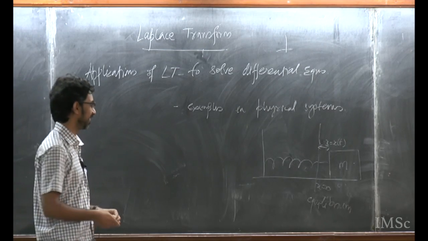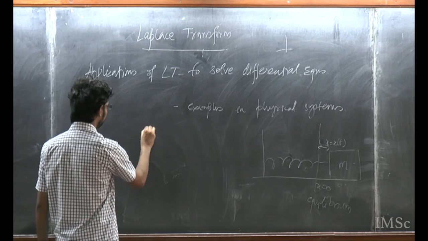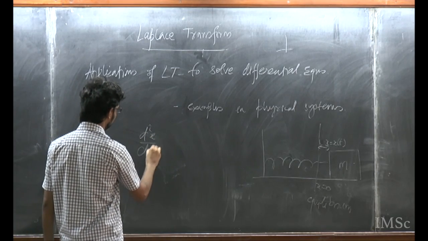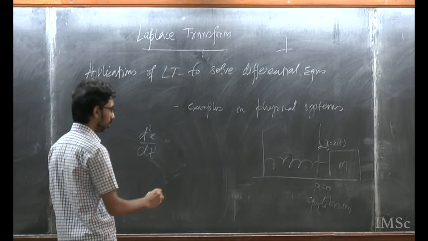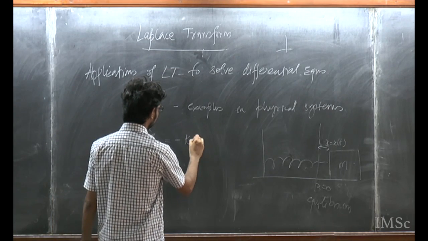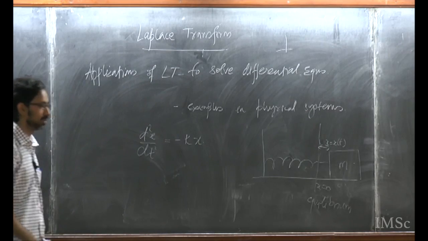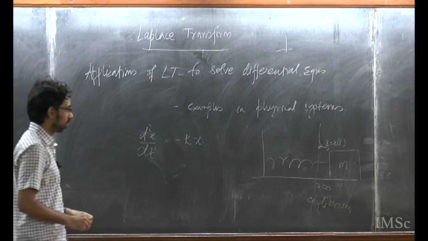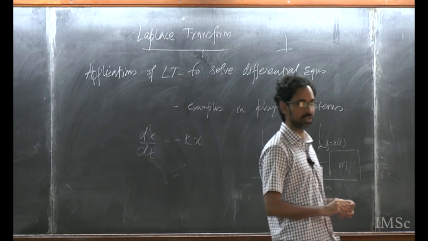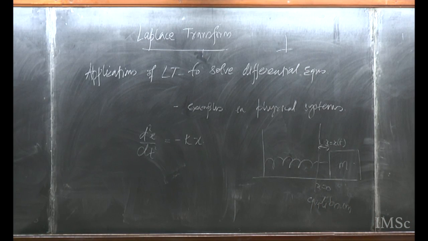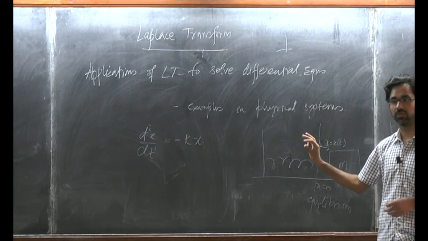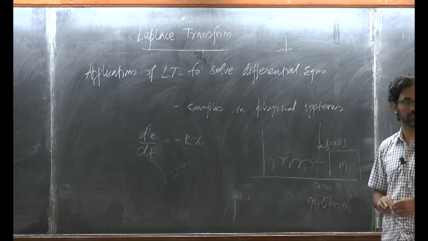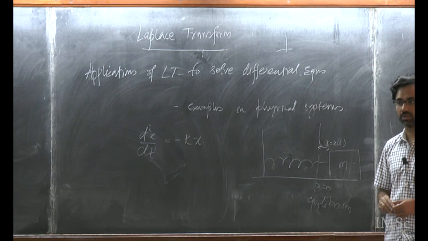So you all know this. Yes. d²x over dt² equals minus some constant times x. Okay. So this is a second order differential equation with constant coefficients. So if we know how to apply the Laplace transform to solve differential equations, we can apply our theory to these kinds of physical systems where it is modeled on differential equations. Okay.